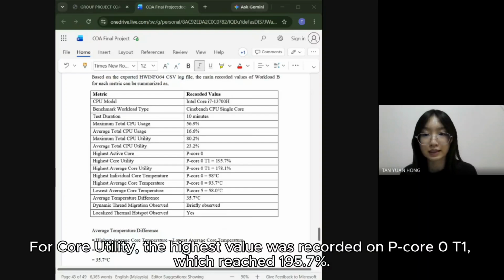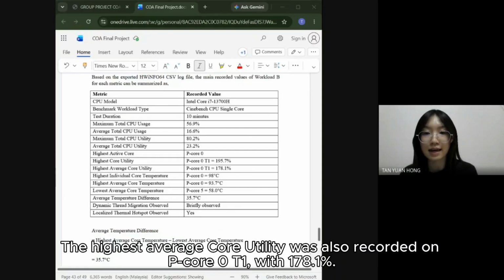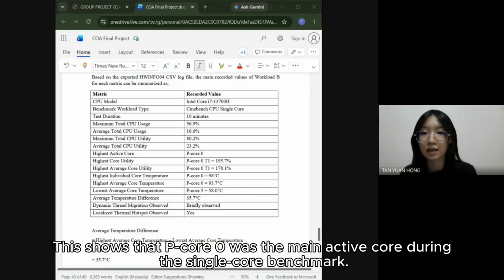So for core utility, the highest value was recorded on P core 0 T1, which reached 195.7%, and the highest average core utility was also recorded on P core 0 T1 with 178.1%. This shows that P core 0 was the main active core during the single core benchmark.